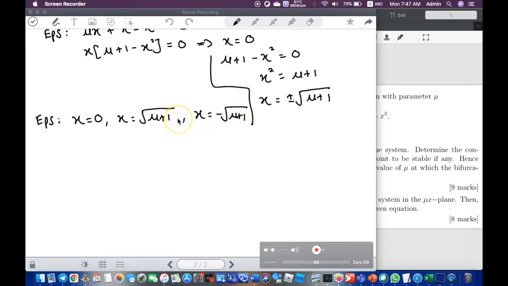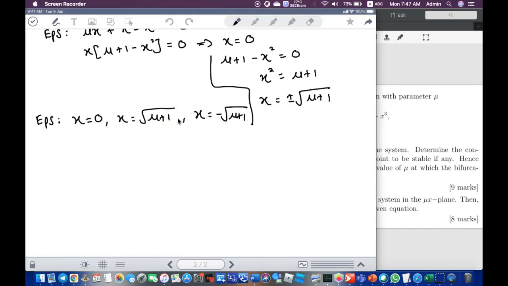But now, how about the number of equilibrium points if mu plus 1 is negative? The total number of equilibrium points depends on mu plus 1, not mu. So in this case, we just look at this one and this one, where mu plus 1 is either negative or positive.